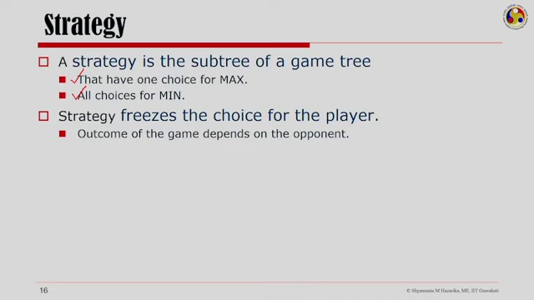Once we have a strategy, it actually means that the choice for the player is frozen and the outcome of the game therefore would depend on the opponent. So most game playing programs produce moves for the player, traditionally max. Our minimum values determine the best that we can have for the min player. Maximum values of the children determine what we can have for the max player.